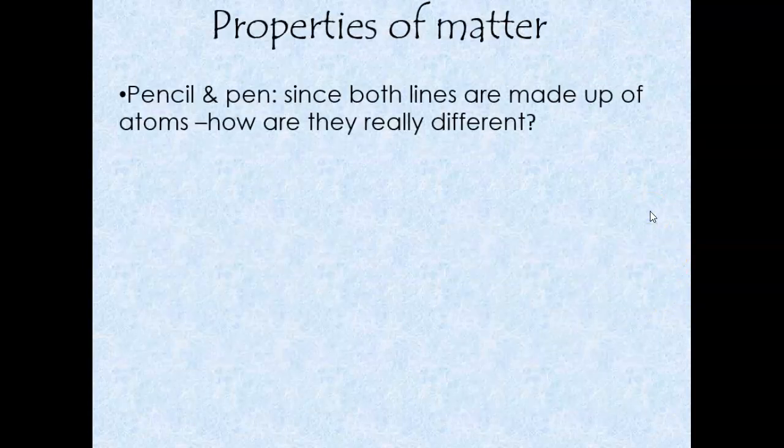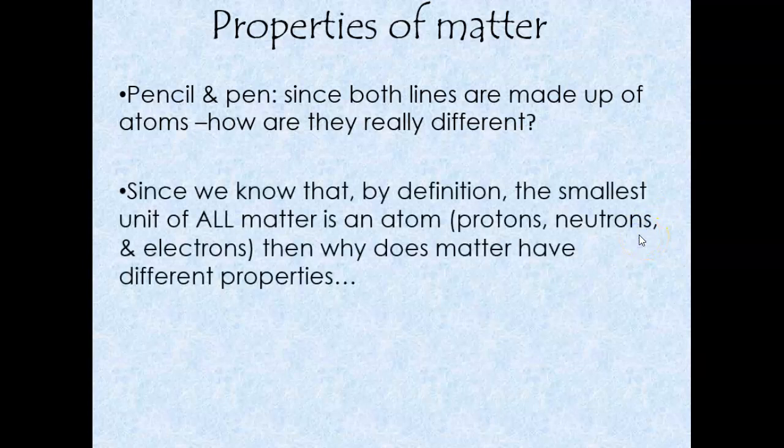All right. We understand that when we're describing things, we can tell the difference between a pen and a pencil. You know, they're both lines. They're made up of atoms. So how come they're really different? How are they different? We know atoms are all made up of protons, neutrons, and electrons. We know some have more protons, some have less protons, but they're not different. One proton is no different than another. So why does matter have different properties?